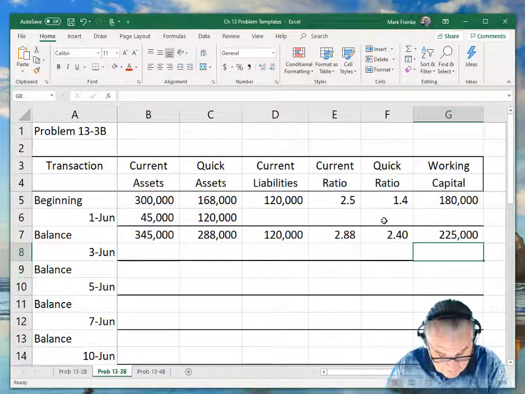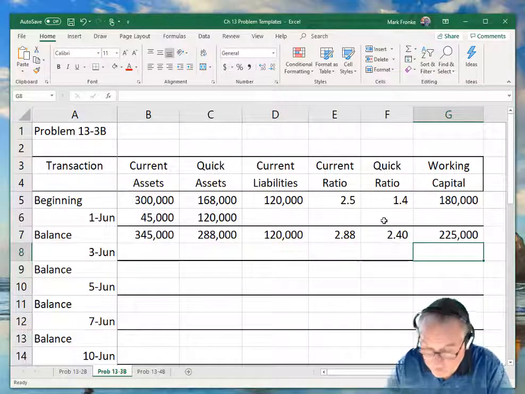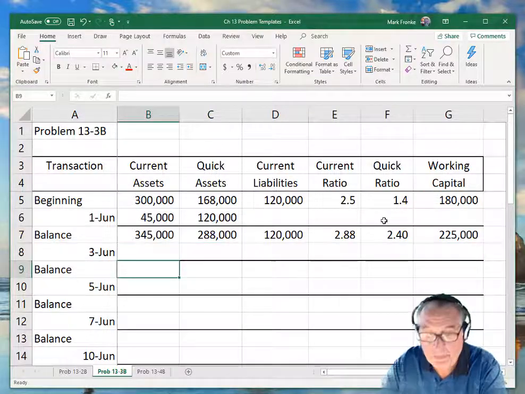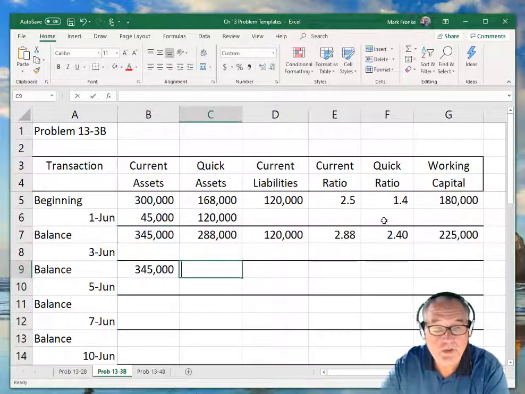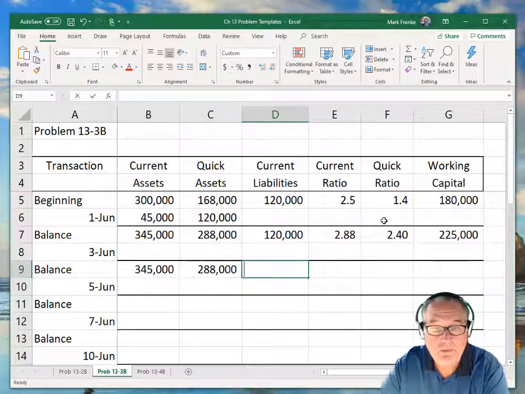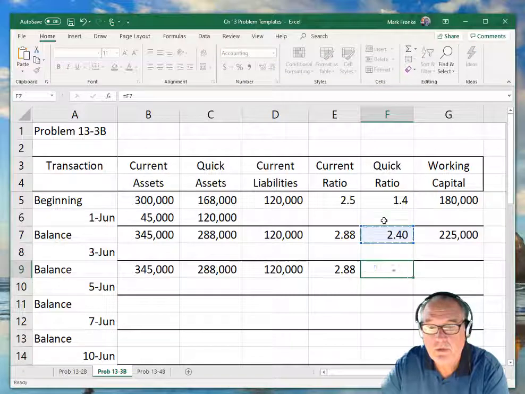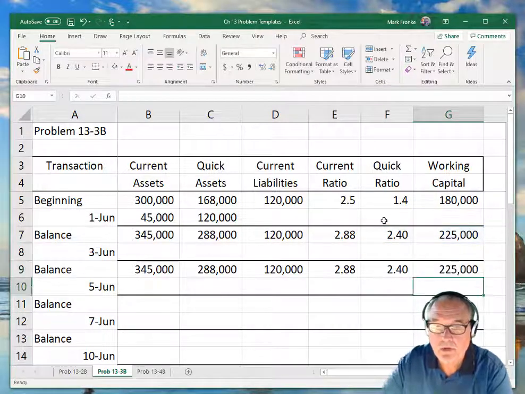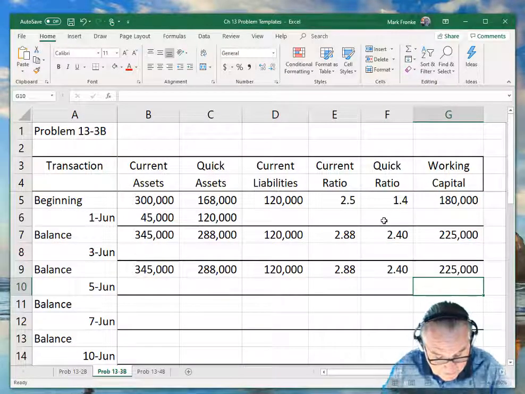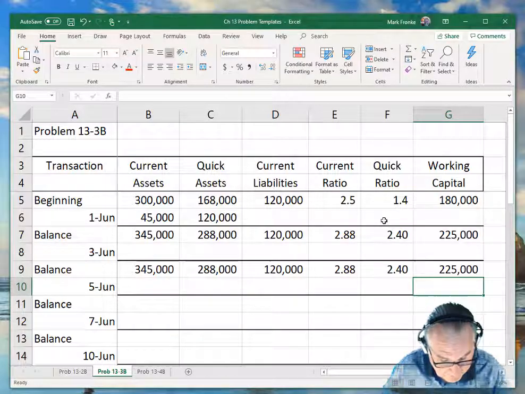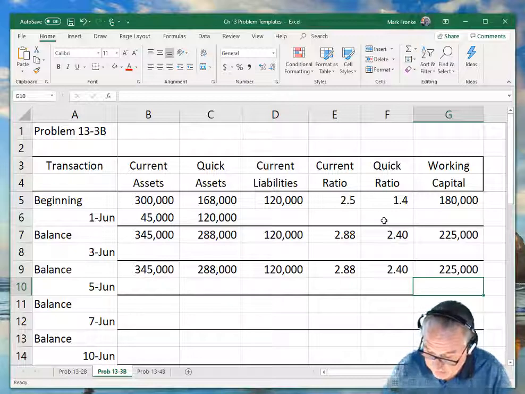Collected 88,000 cash on accounts receivable. There is no effect on this. So we're just going to have the exact same numbers because accounts receivable went down and cash went up, and both of those are current assets and quick assets, so there's no effect.